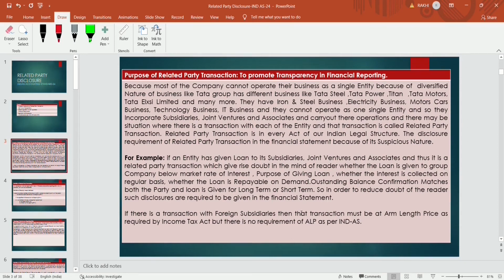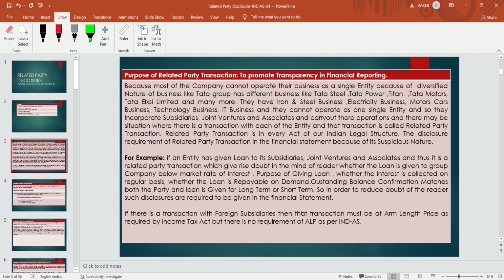Suppose this is to be explained by an example: if an entity has given a loan to its subsidiaries, joint ventures and associates, it is a related party transaction, because the holding company has given a loan to its subsidiary, joint venture and associate. This gives rise to a doubt in the mind of the readers and shareholders. What doubt? Whether the loan is given to the group company at a below market rate of interest. Whether the rate of interest is beneficial to the company. What was the purpose of giving the loan? Whether the interest is collected on a regular basis or not. Whether the loan is repayable on demand or not. Whether the outstanding balance confirmation matches with both the parties. Whether the loan is given for long-term or short-term purpose. These kinds of doubts are created in the minds of the readers, investors and shareholders.